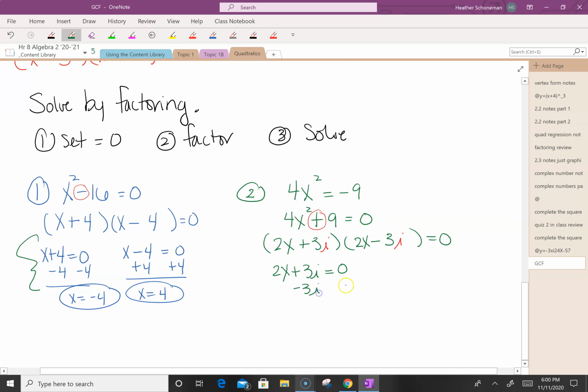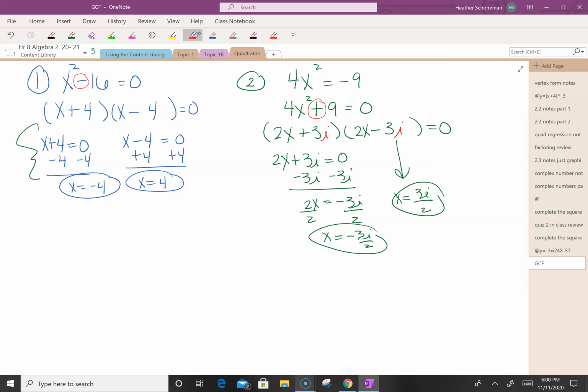So to solve, I'm going to subtract 3i from both sides. So I get 2x equals negative 3i. I divide by 2, so x equals negative 3i over 2. This one is going to give me x equals positive 3i over 2.